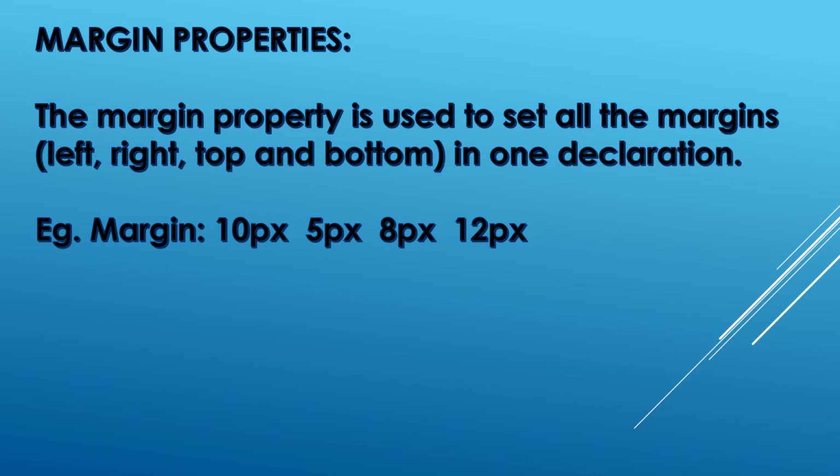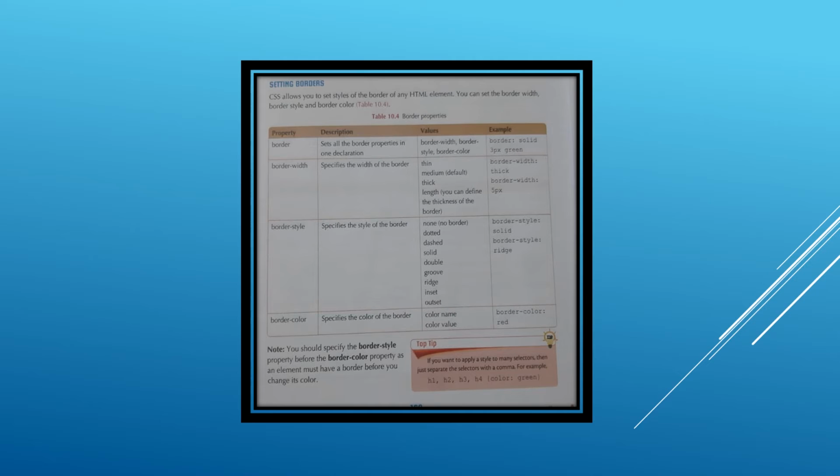Setting the borders. Border sets all the border properties in one declaration. Border width. It specifies the width of the border. Border style. It specifies the style of the border. Border color. It specifies the color of the border. You should specify the border style property before the border color property, as an element must have a border before you change its color.